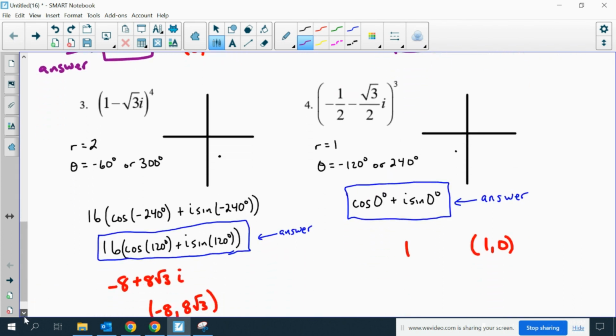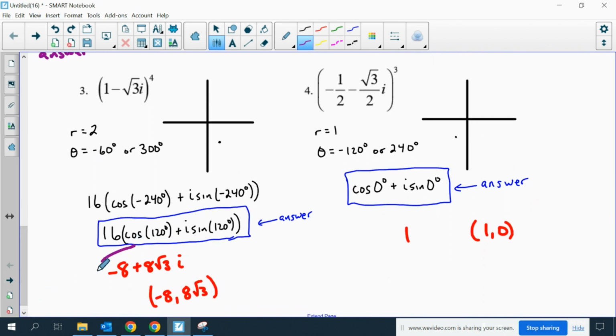Numbers 3 and 4 are similar to these. And I'm going to circle the actual answer that I'm supposed to have according to the directions.